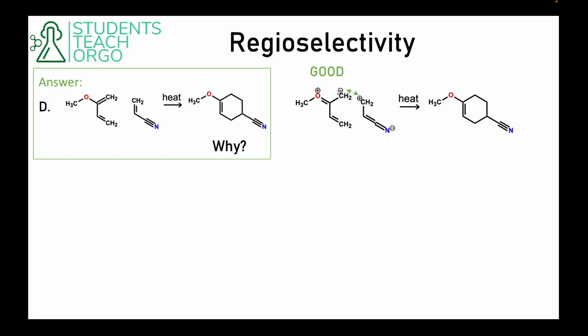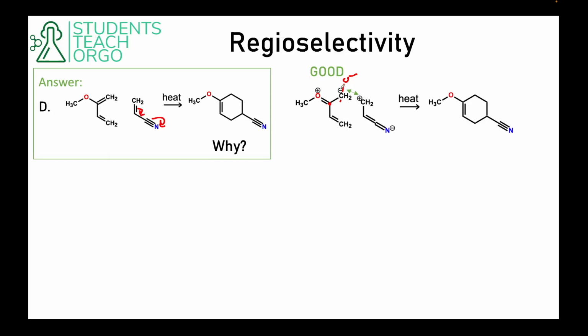Because this time, instead of having the electron donating group on this carbon, the electron donating group is on this carbon. And so the only good resonance structure we can draw puts the negative charge on this carbon, right? Instead of, if the ether had been here, the negative charge would have been all the way down here. And then for the dienophile, we can take this double bond, move it here, take one of those pi bonds, put it on the nitrogen, and that gives us this.